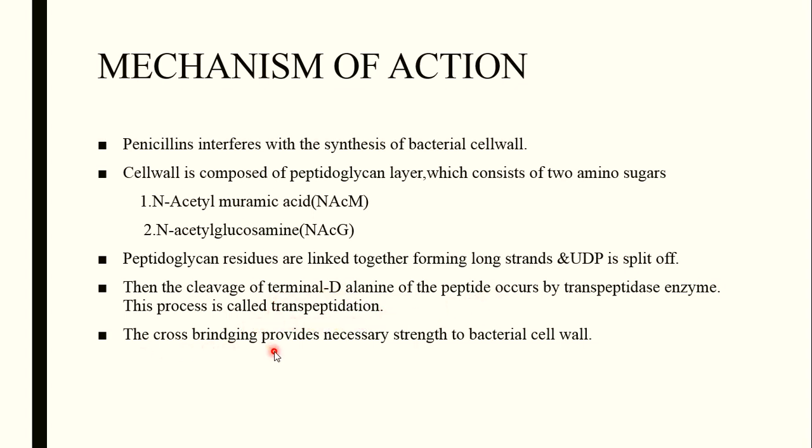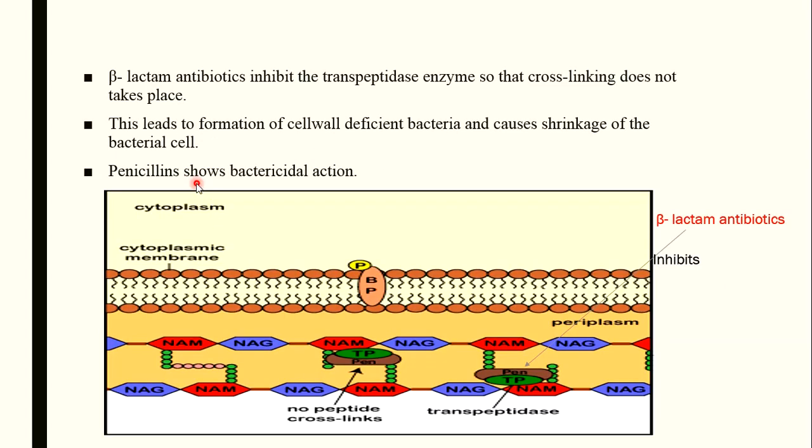The cross bridging provides necessary strength to bacterial cell wall. When this cross bridging of peptidoglycan residues occurs, it will give necessary strength to the bacterial cell wall to avoid loss of ions. Beta lactam antibiotics inhibit the transpeptidase enzyme so that cross linking does not take place.